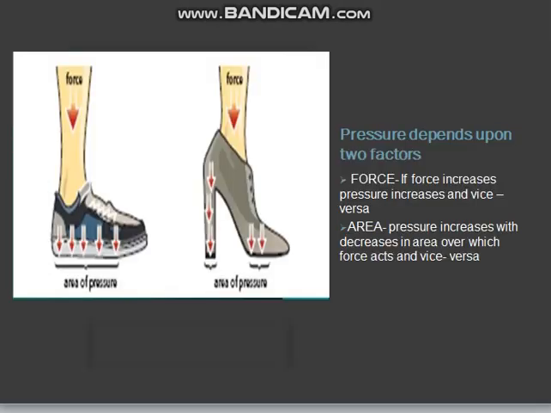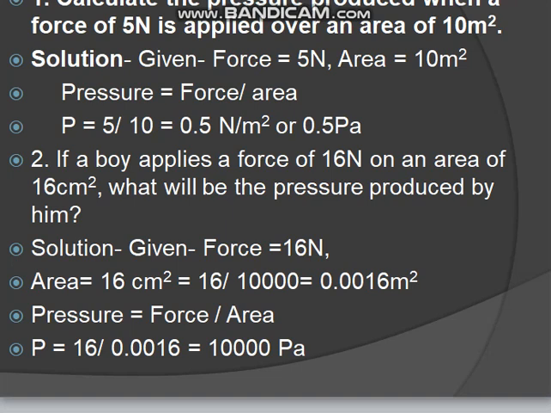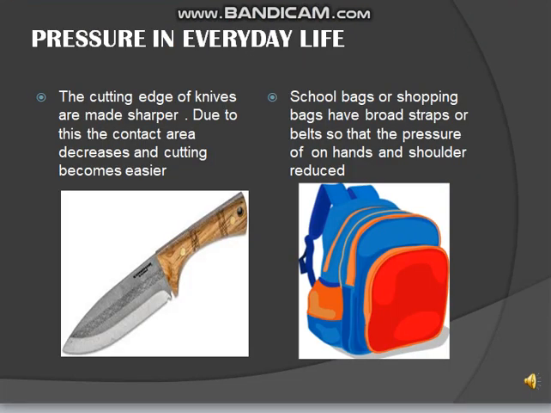We have discussed the factors on which pressure depends. Pressure depends on force and area. Pressure is directly proportional to force and inversely proportional to area. We have seen the different formulas, and with the help of the formulas we have discussed some numericals also. Now in today's video we will discuss pressure in our everyday life.